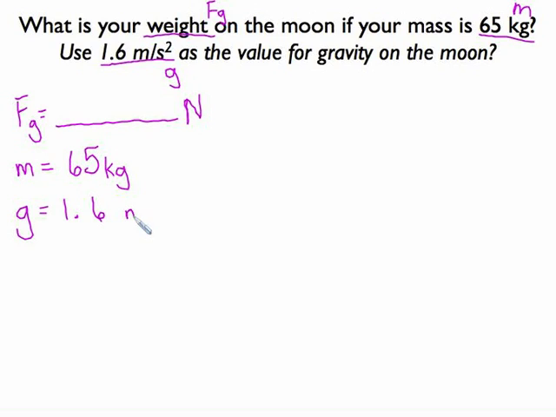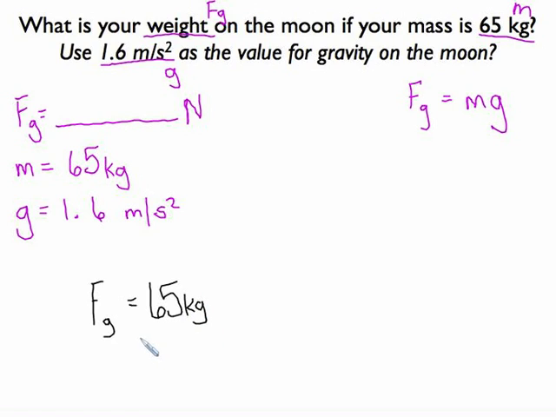If on a test or something they ask you to do a moon problem, they're going to give you the moon gravity. The only thing that you have to memorize is gravity on Earth, which is 9.8. We can write our formula. Again, we're looking for Fg, so we do not have to put it in the triangle. And so we have Fg equals 65 kilograms times 1.6 meters per second squared.